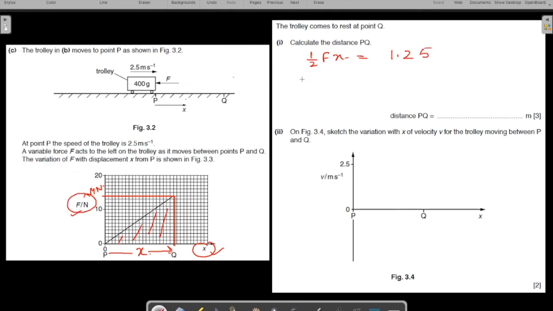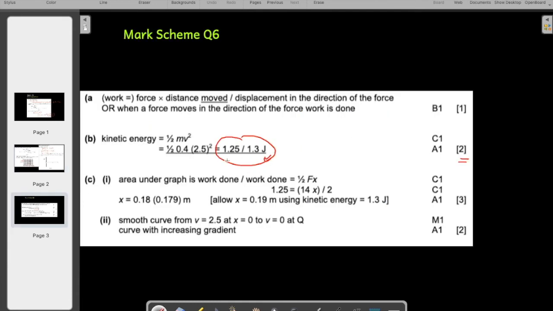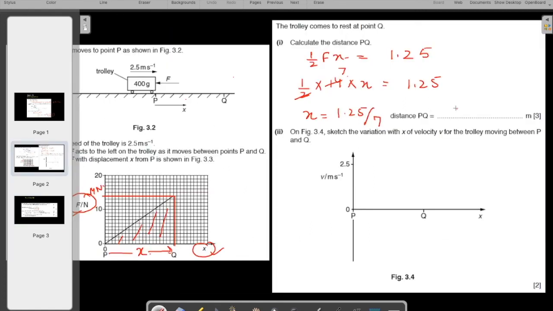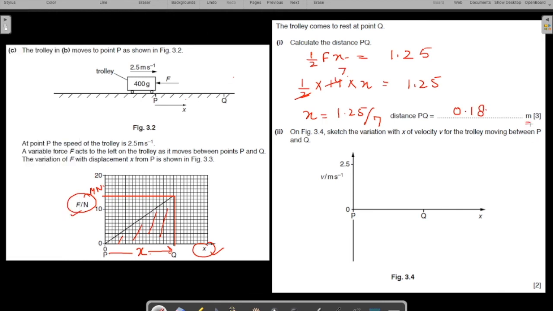So let us substitute the values here. 1 by 2 times 14 times X is equal to 1.25, so 7X equals 1.25. So X should be 1.25 divided by 7. Work it out and see if you're getting the correct answer. Here it is. You should be getting 0.18. This is the distance. Unit is already given, so you need not worry about it.